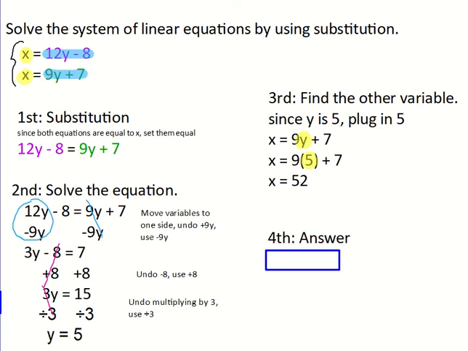So I had to do 9 times 5 and add 7. So 45 plus 7, and I got x equals 52. At this point, since I know what x is and I know what y is, I could name the solution. Remember, just write your x value first, followed by your y value. So our x value is 52, and our y value is 5. So our answer is 52, 5.